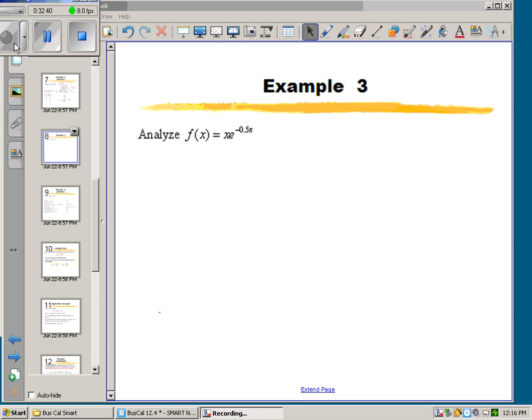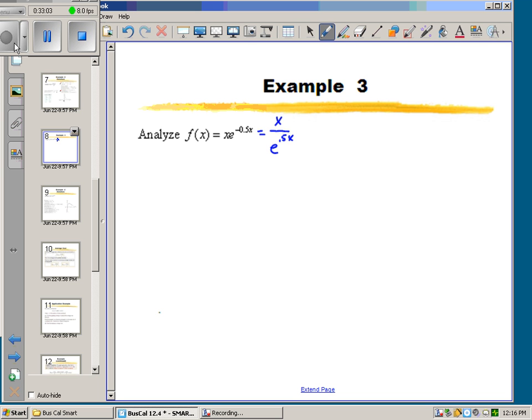Okay, we're going to do one more of these. This one will have some of the exponential function in with it. It's the same steps, though. So the first thing I want to do is look at the function. I want to figure out if there's x-intercepts, y-intercepts, the domain. This function I'm going to rewrite first as x over e to the 0.5x. Okay, now I can see what the numerator and denominator really look like.